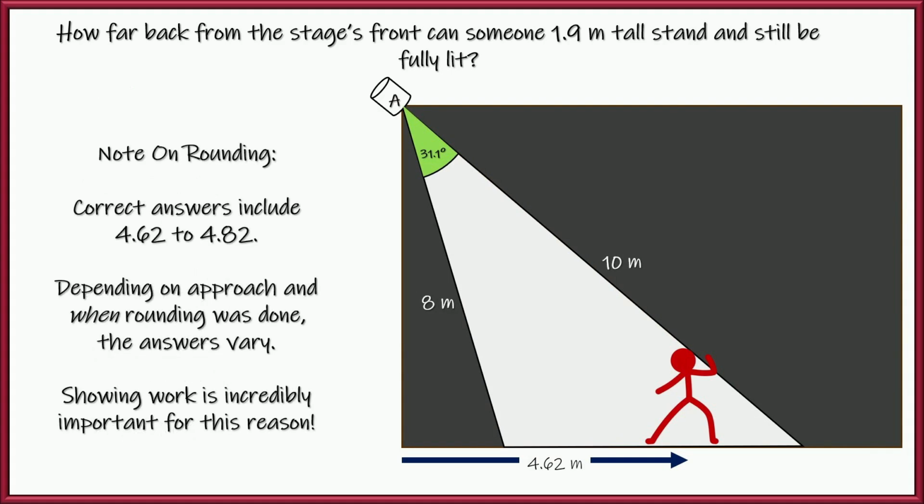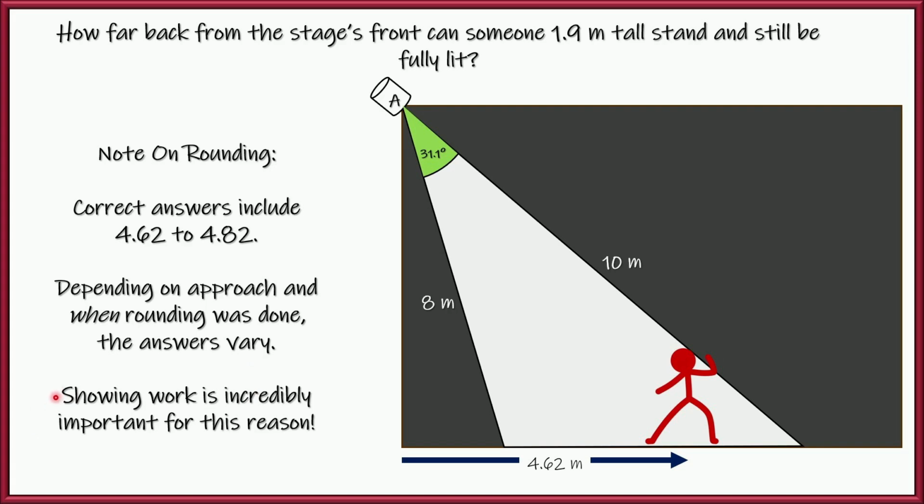Now, I would like to share a real quick note on rounding. The way I did this problem is I rounded to 3 significant figures after every major calculation, and that changes your answer a little bit. If you do this problem by finding a different triangle and different angles, like if you found this angle up here instead, you would end up with a slightly different answer. I ended up with everything from 4.62 to 4.82, doing it all correctly. That's not that unusual for these types of questions that IB likes to give. And that's why showing your work is incredibly important.